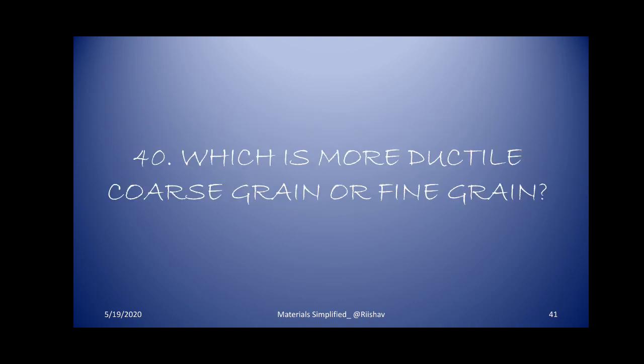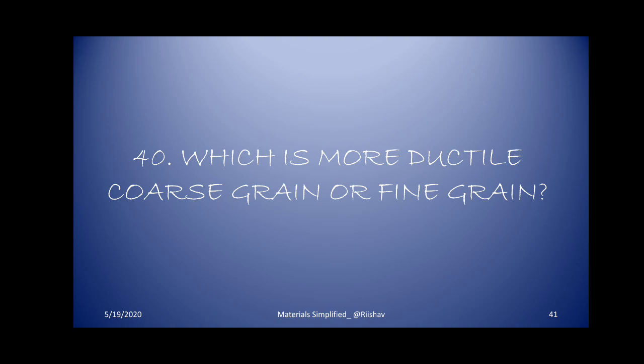Moving on, which is more ductile, coarse grain or fine grain? Coarse grain is more ductile. Why? Coarse grain will have a larger path to move to the grain boundary. Dislocations, while moving, will have to cover a larger path before they encounter a grain boundary. So the distance through which they travel will increase. If they get to travel more distance, then we get more time, which means my material will show plastic deformation for more time. So it is an indication of ductility also.